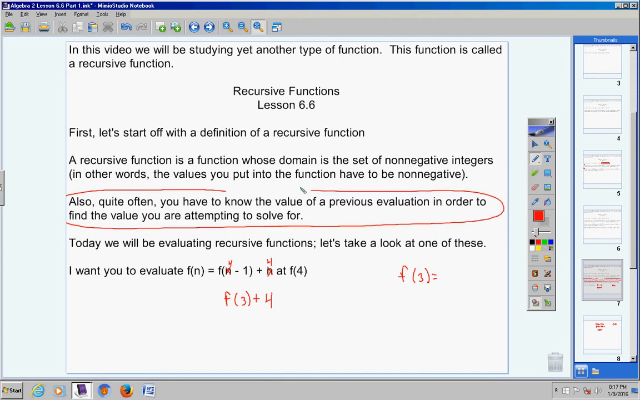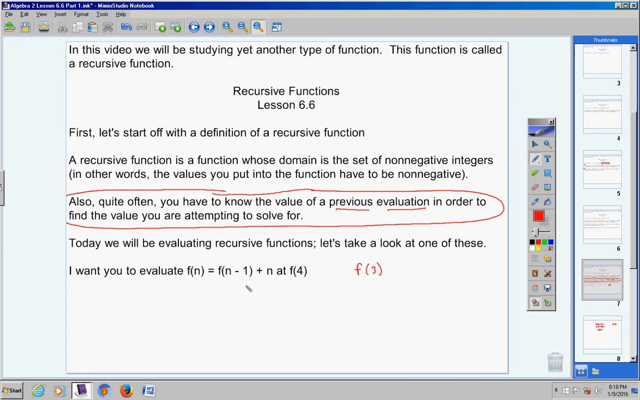Quite often, you have to know the value of a previous evaluation, like f of 3, in order to find the value you're attempting to solve for. So I really can't solve for f of 4 because I don't know what f of 3 is. Now, you say, okay, no problem, Mr. Earhart. Then I'm going to evaluate this at f of 3, and then once I know what f of 3 is, I can then evaluate the function at f of 4. Well, let's find out. Let's evaluate this at f of 3 and see what happens.